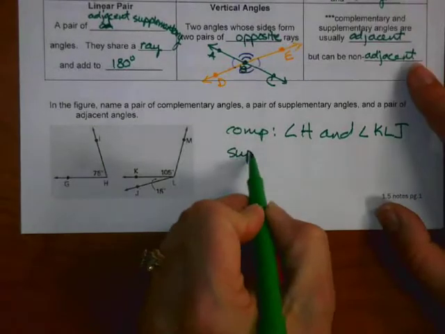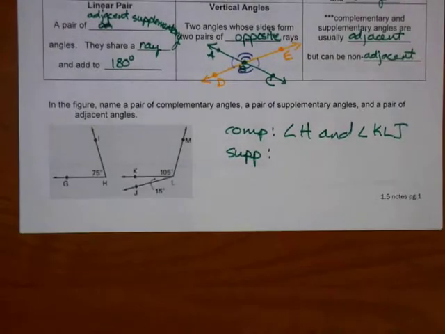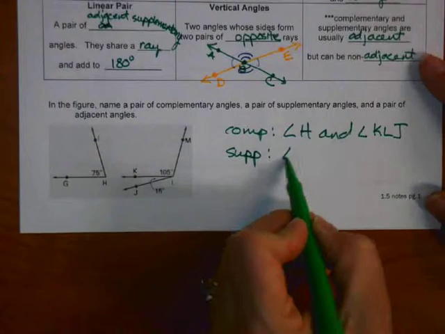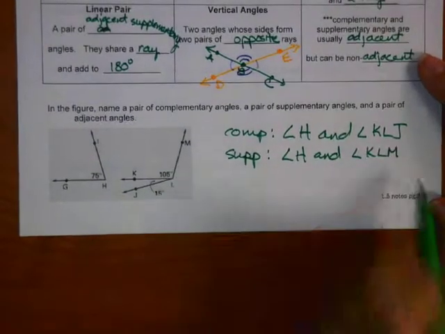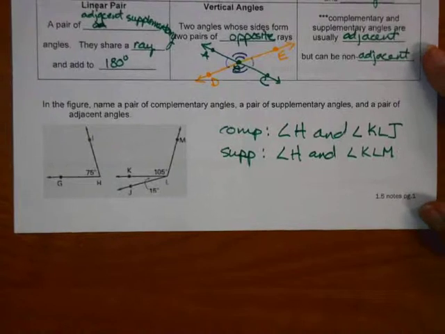All right, supplementary. So give me a pair of supplementary angles. Angle H and angle KLM. Very good. Because they add to 180. 75 and 105.